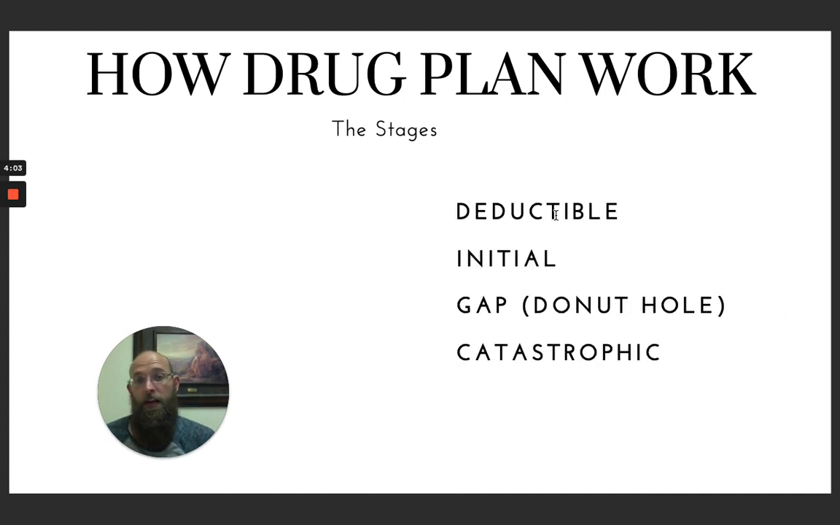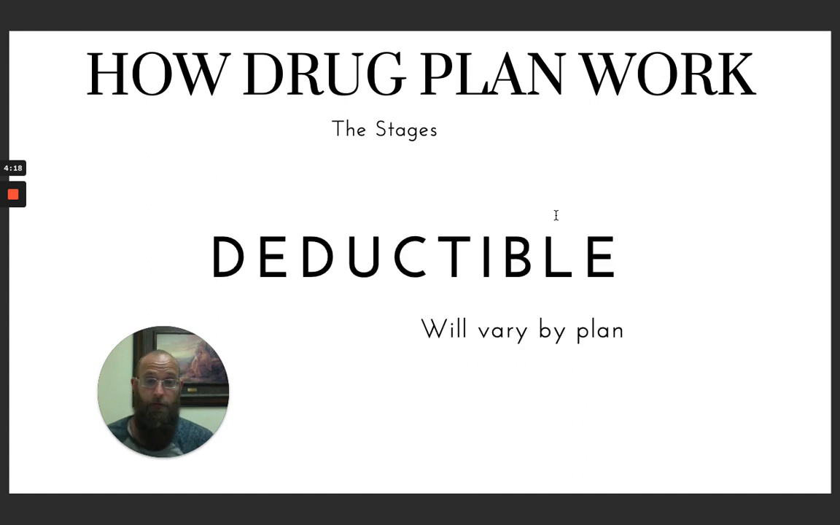Now, we've got the 5 tiers, but then the way that you pay for those medications falls into 4 different stages: the deductible, the initial, the gap, also called the donut hole, and catastrophic. Deductible, just like what it sounds. Anytime you have a deductible for any sort of health care, you've got to pay the deductible before the insurance pitches in to pay their contribution to it.